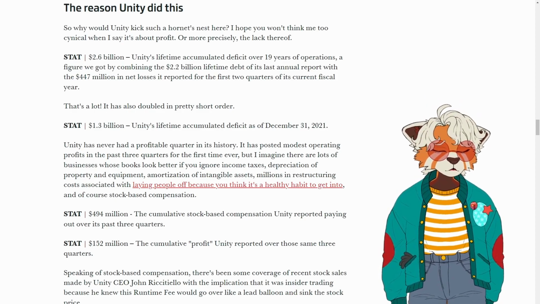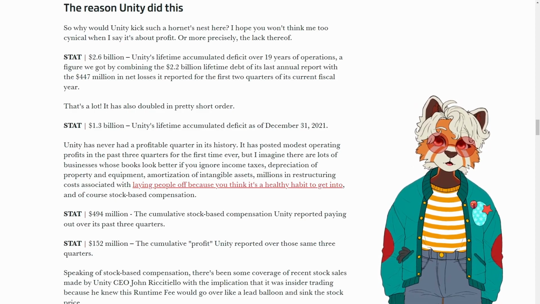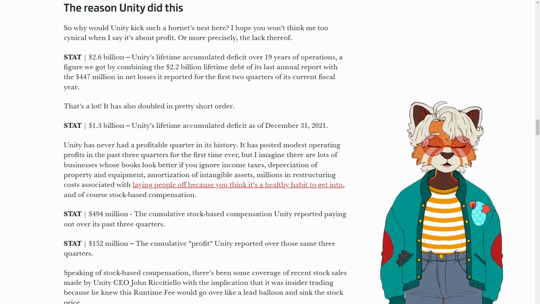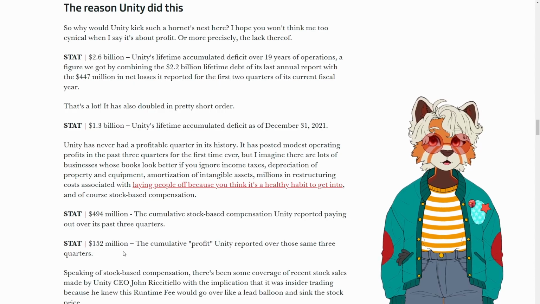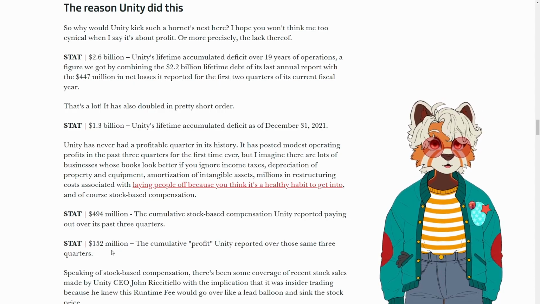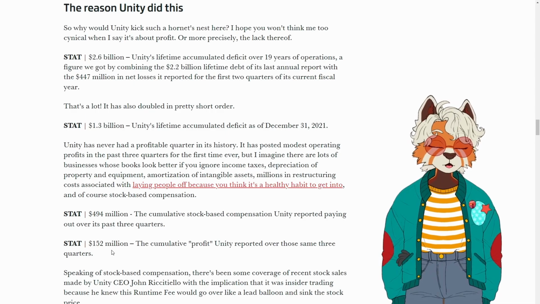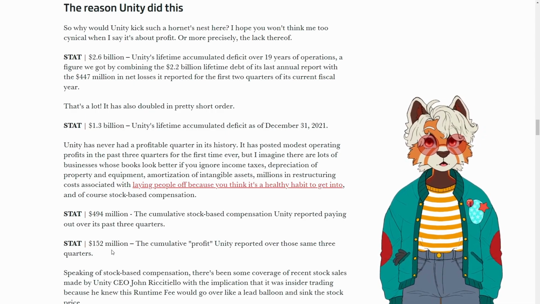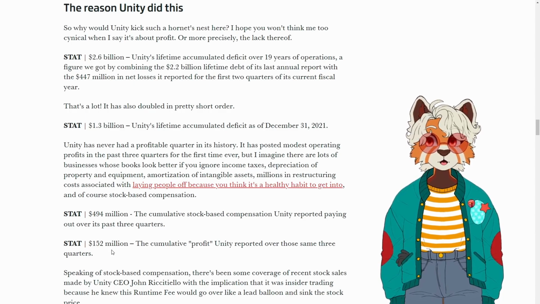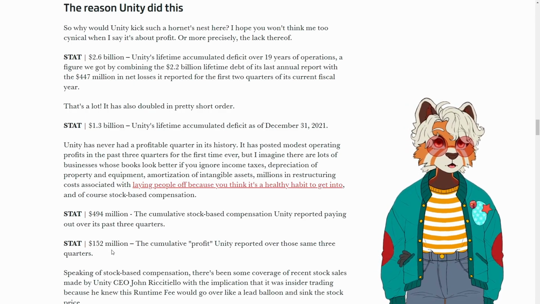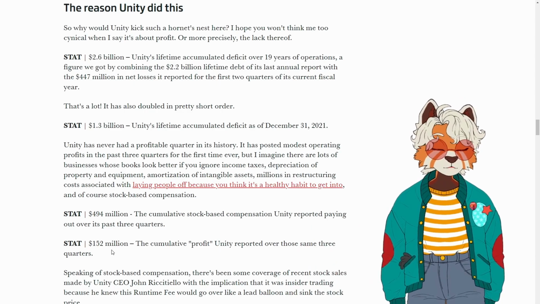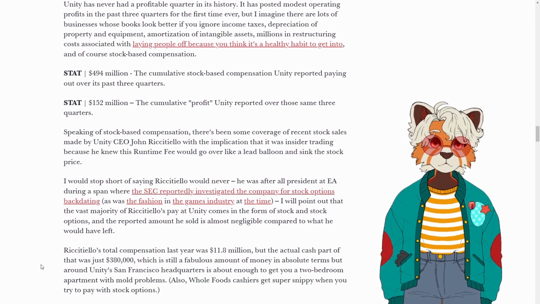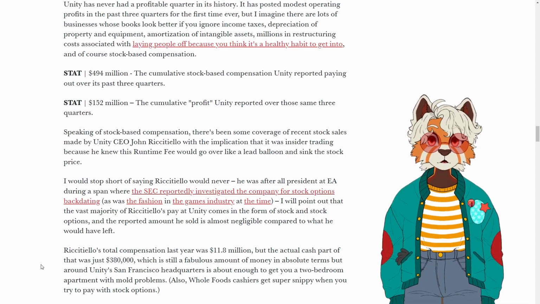And I bet these people are thrilled right now, right? So they've paid out almost $500 million in stock-based compensation. Over those same 3 quarters, they made $152 million in profit. That's huge. How much they're paying just in compensation to their executives is more than double what they made in profit. This company is hemorrhaging money. Absolutely hemorrhaging money.